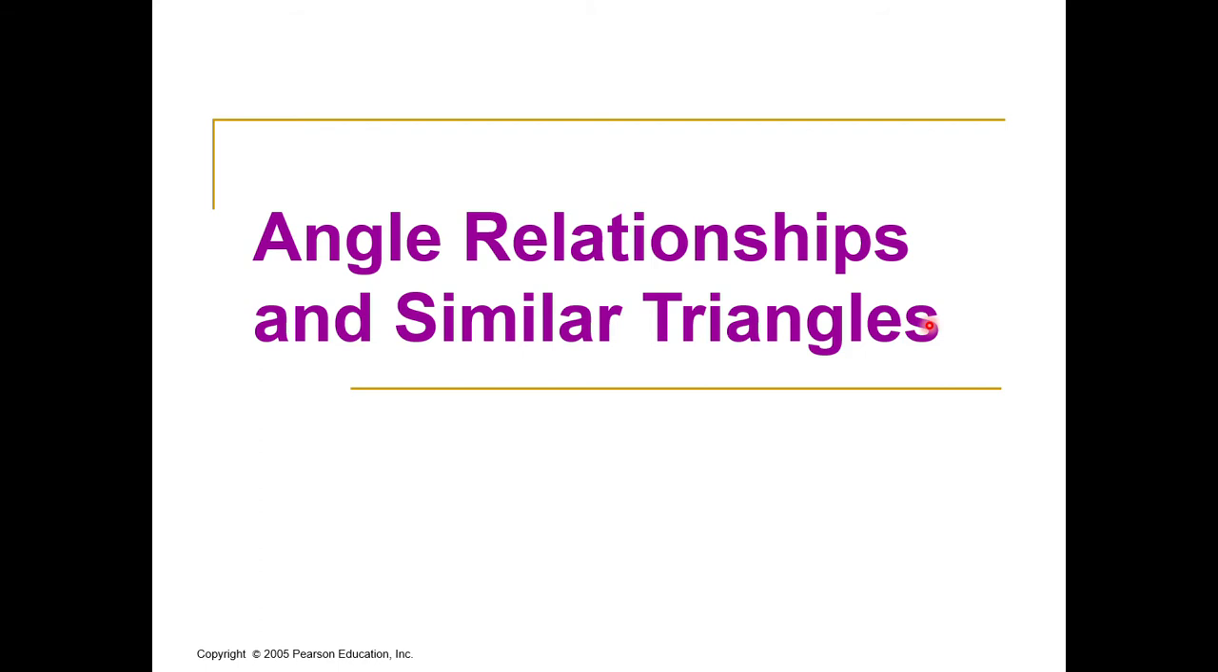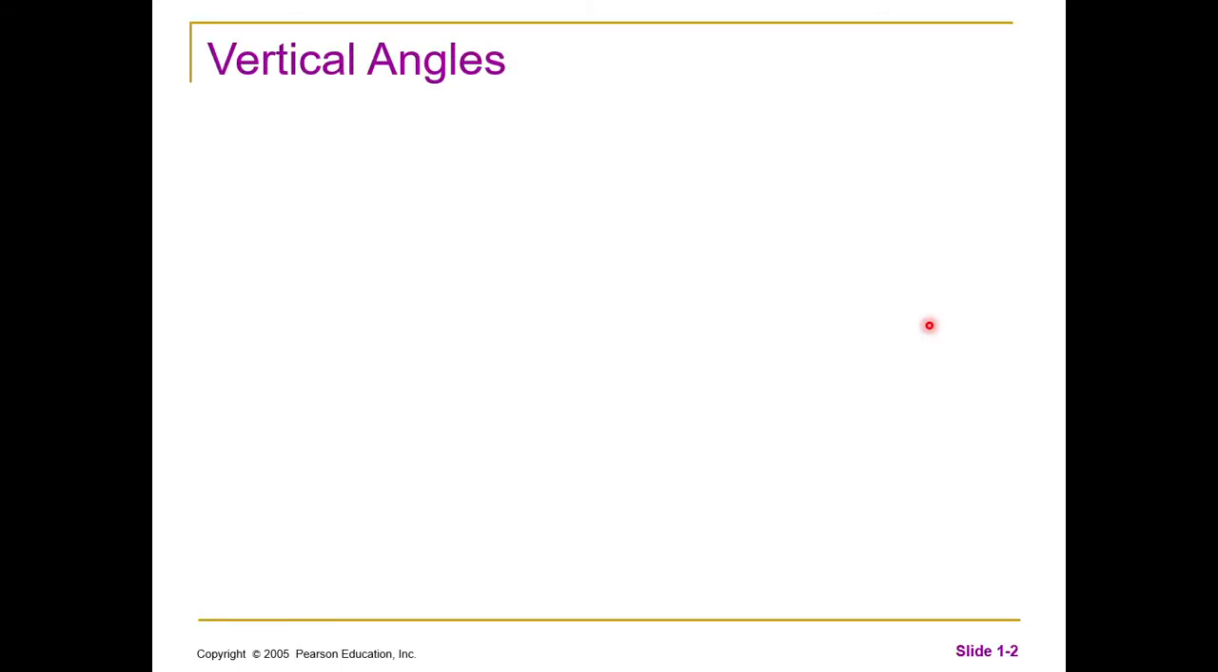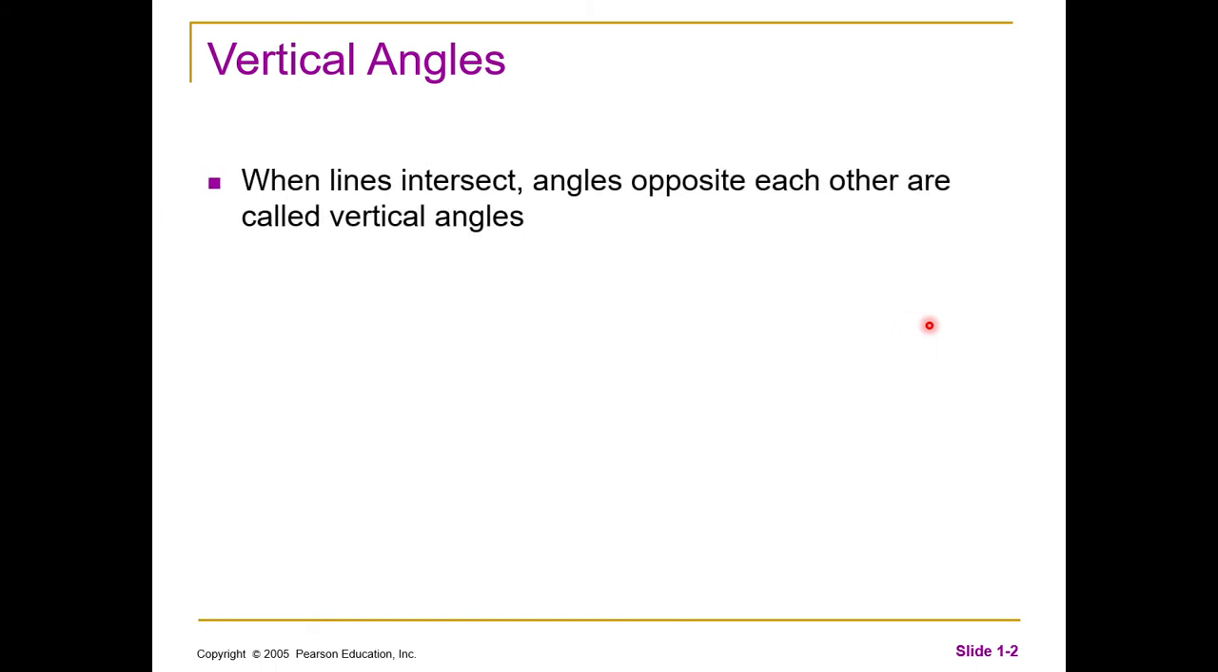Okay, so let's start. We have vertical angles. When lines intersect, angles opposite each other are called vertical angles. Ito yan, vertical angle. Nag-intersect sila. So, we have points Q, R, M, P, and N.